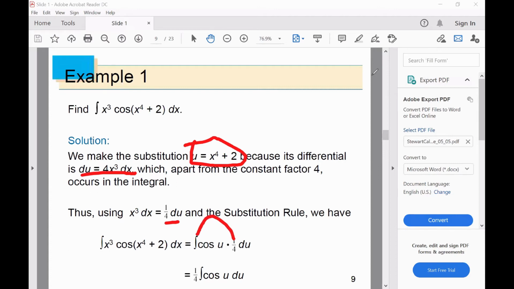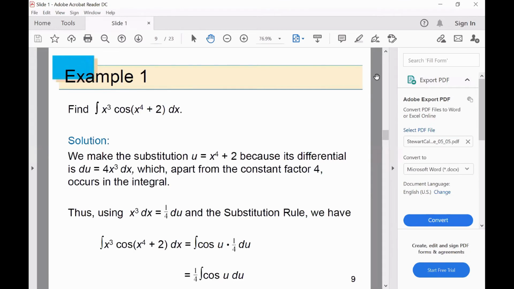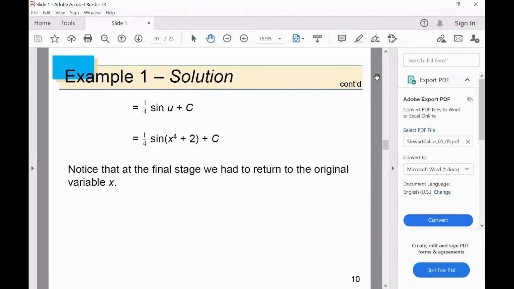What is the antiderivative of cosine? The antiderivative of cosine is sine, because the derivative of sine is cosine, and that's why it's equal to 1 over 4 sine u plus constant. But in the end we have to use the fact that u is equal to x to the 4 plus 2, because in the end I want the result in x, my variable is x. It's just to step this change of variable. We return to the original variable x, and we obtain the result like that.